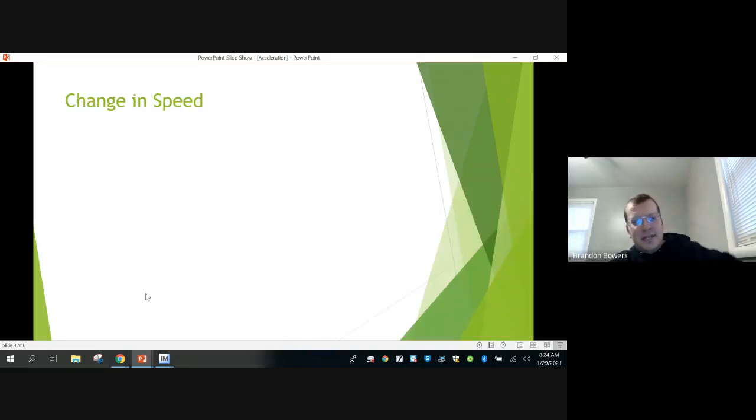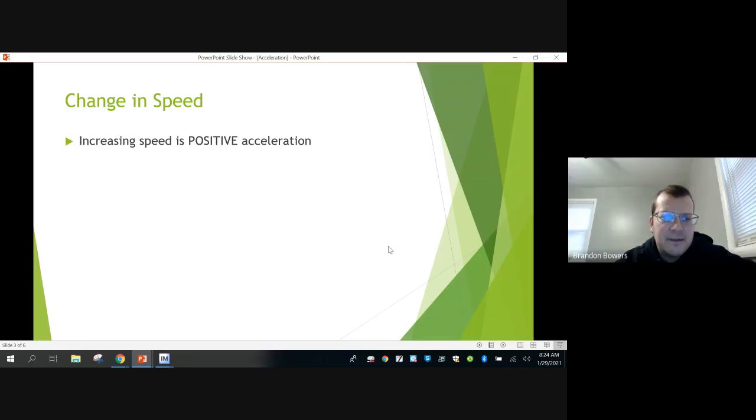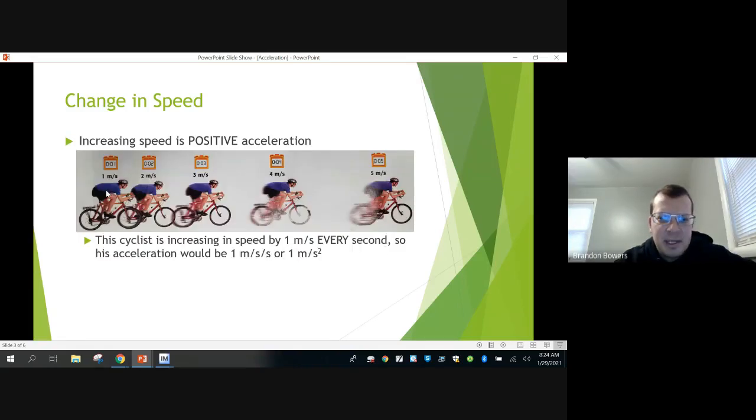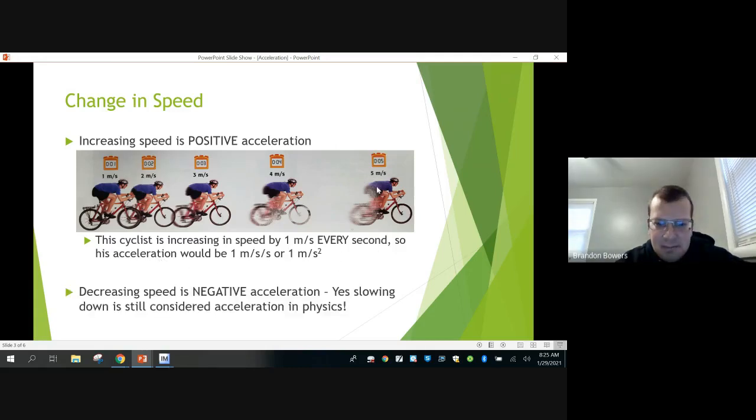So, change in speed. Like I said, don't need to copy this down, just showing you guys. You can speed up. Here's another example of a bicyclist. He's increasing speed 1 meter per second every second. So that's increasing. Or you can decrease, slowing down.